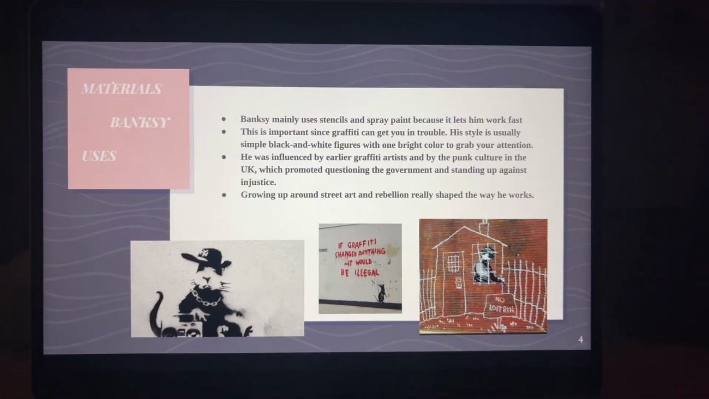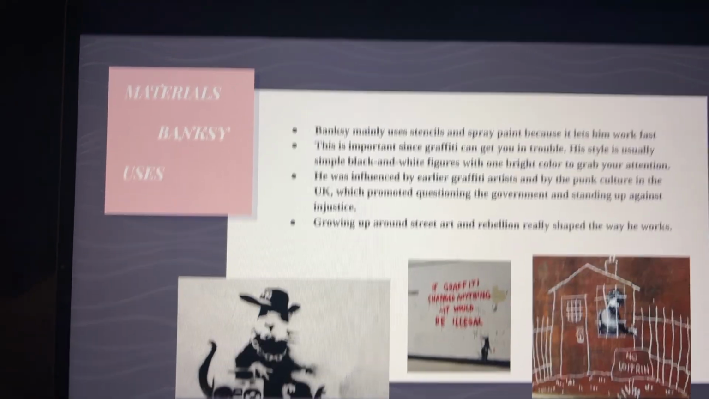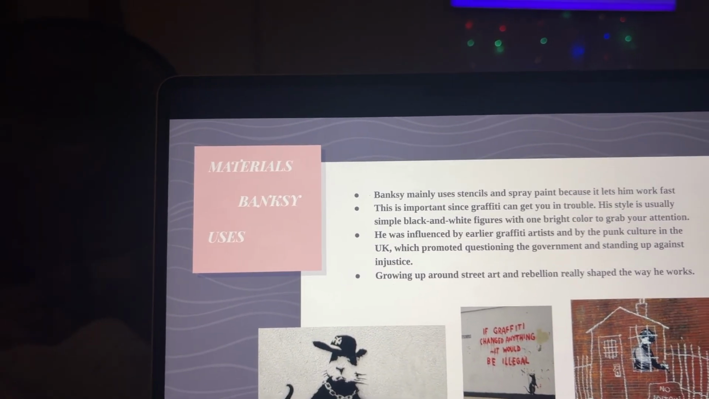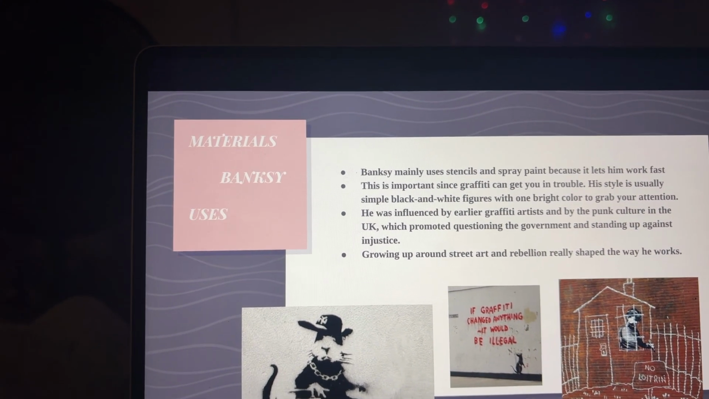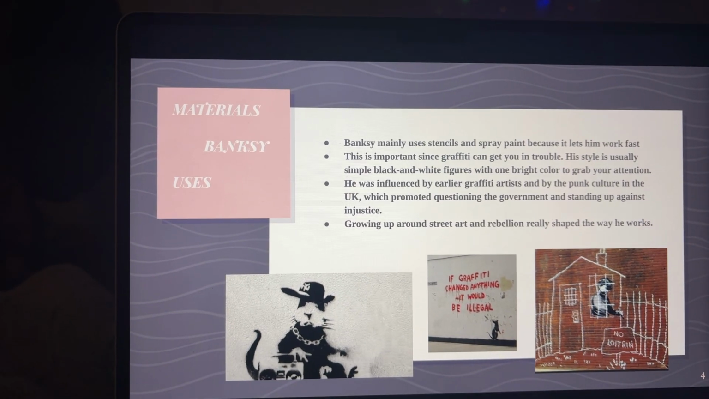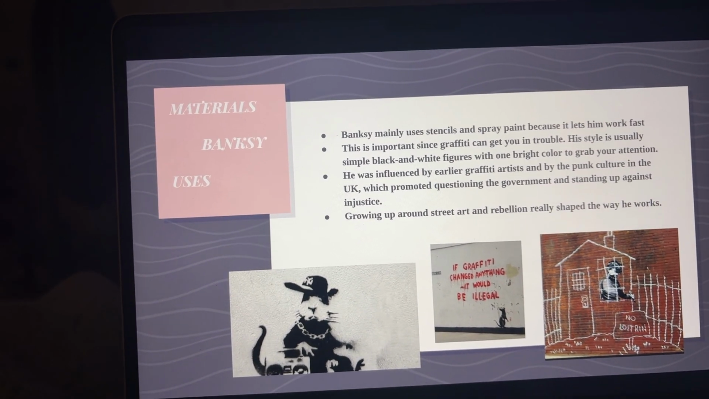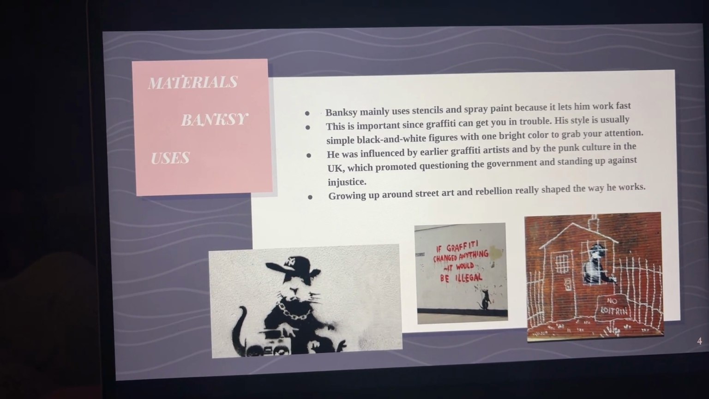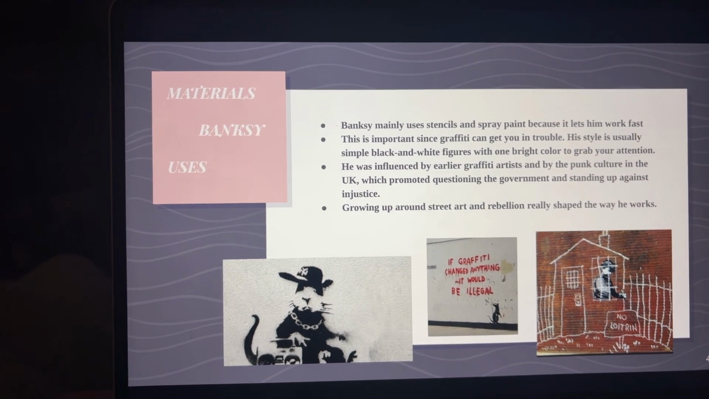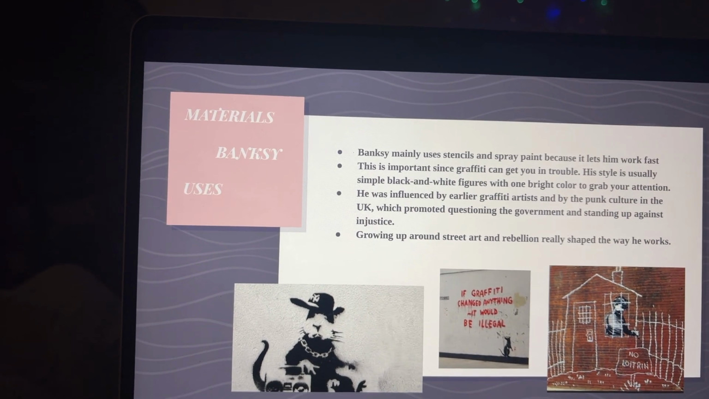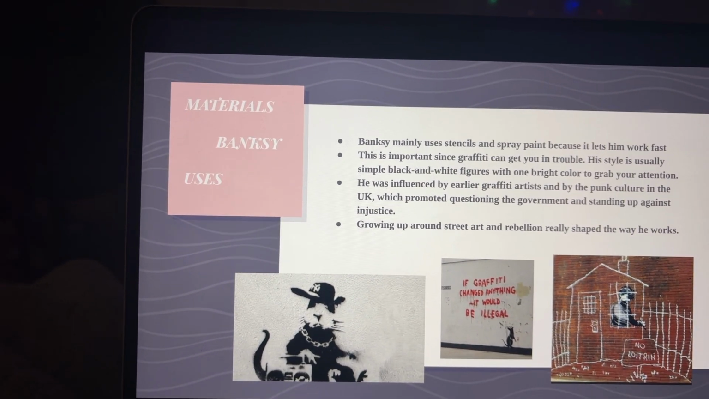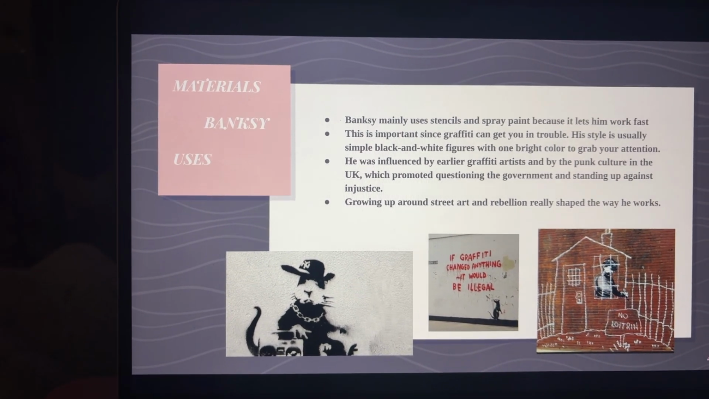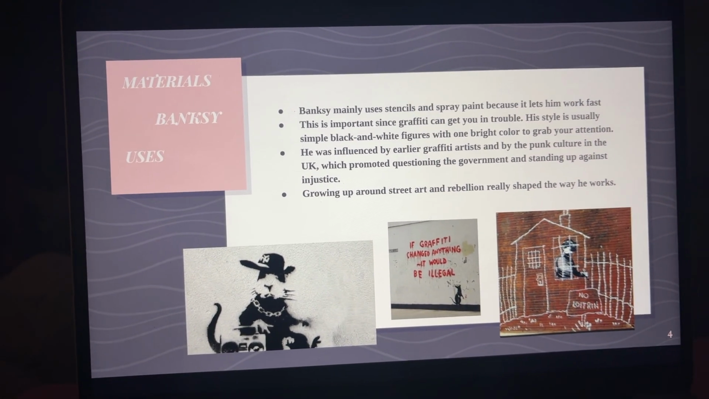Materials Banksy uses. Banksy mainly uses stencils and spray paint because it lets him work fast. This is important since graffiti can get you in trouble. His style is usually simple black and white figures with one bright color to grab your attention. He was influenced by earlier graffiti artists and by the punk culture in the UK, which promoted questioning the government and standing up against injustice. Growing up around street art and rebellion really shaped the way he works.